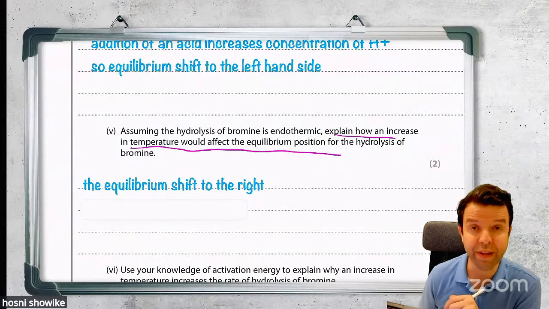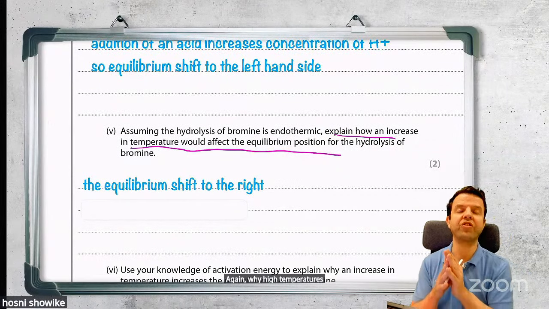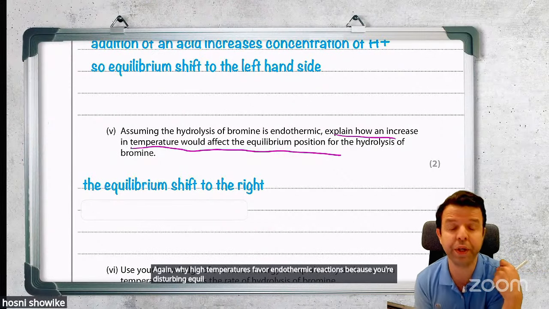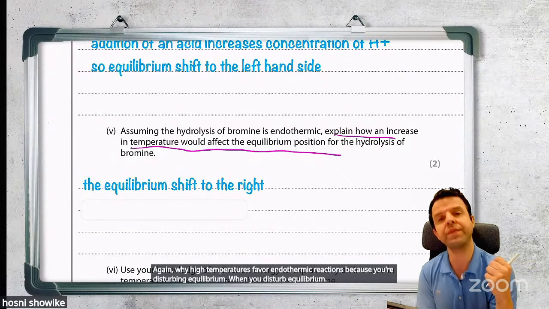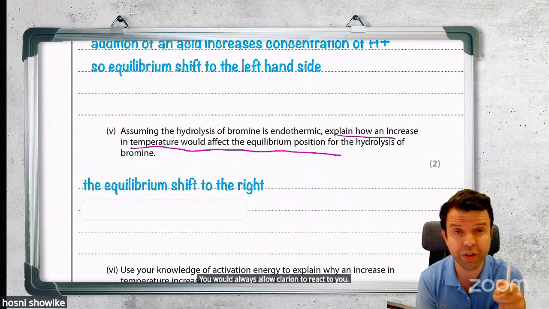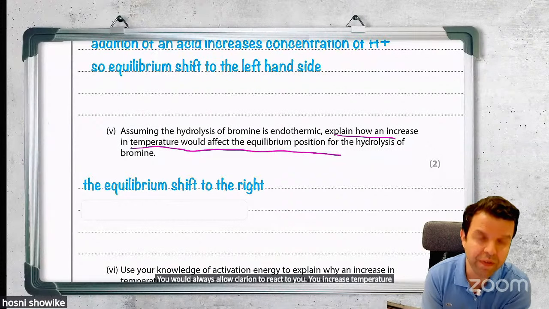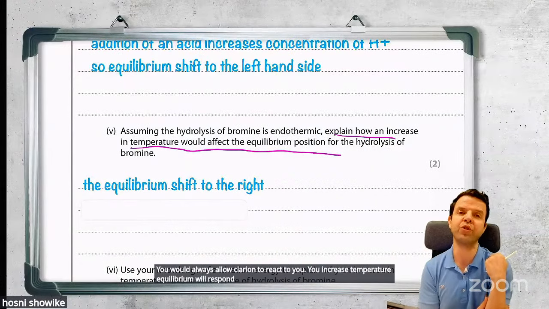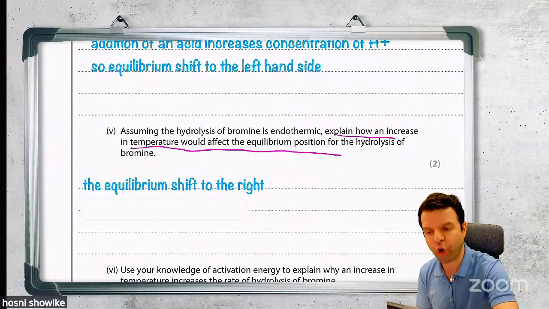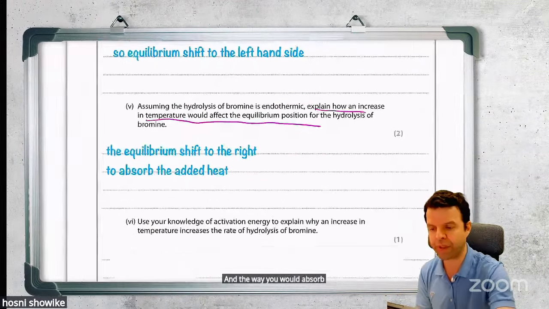Again, why do high temperatures favor endothermic reactions? Because you're disturbing equilibrium. When you disturb equilibrium, equilibrium will always react to you. You increase temperature, and equilibrium will respond by absorbing that heat you've supplied. And the way you absorb heat is endothermic.